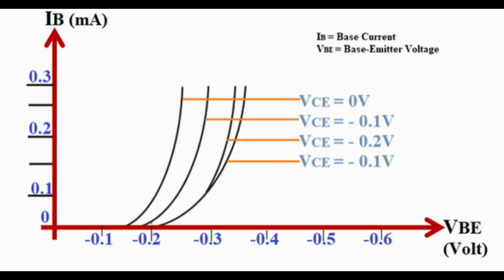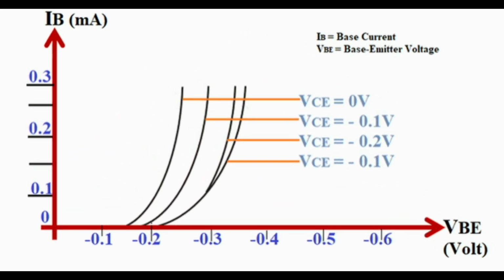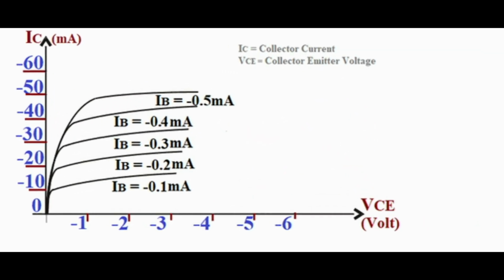Input characteristics. The input characteristics of the common emitter configuration are drawn between the base current IB and the voltage between the base and emitter VBE. Here the voltage between the collector and the emitter is the common parameter. If you look, there will not be much difference from the characteristic curve of the previous configuration except for the change in parameters.